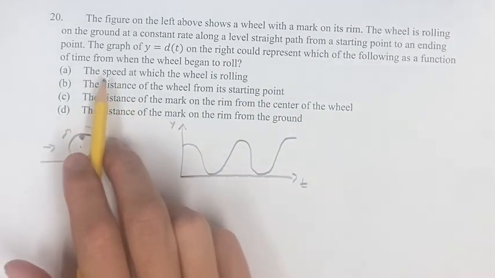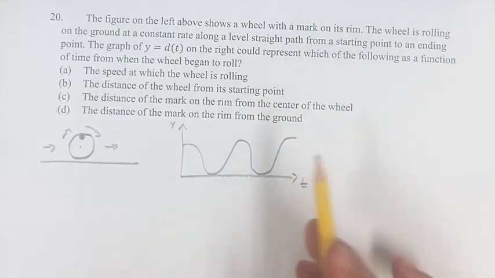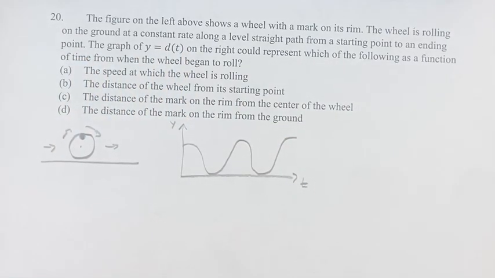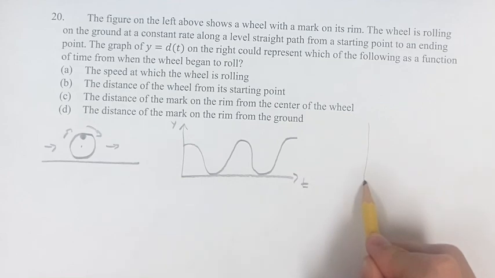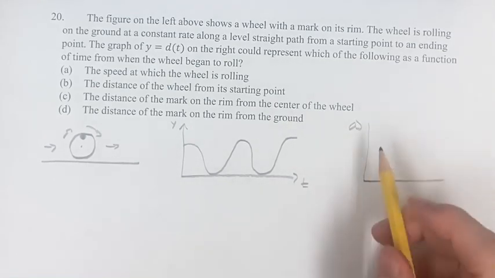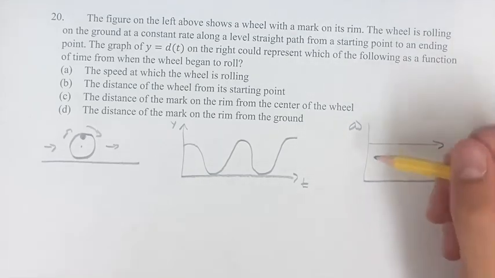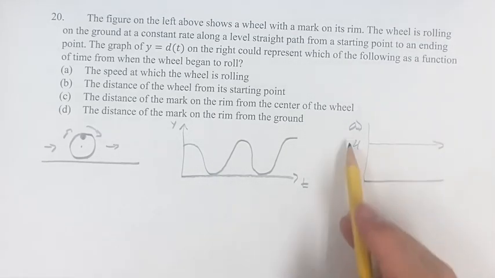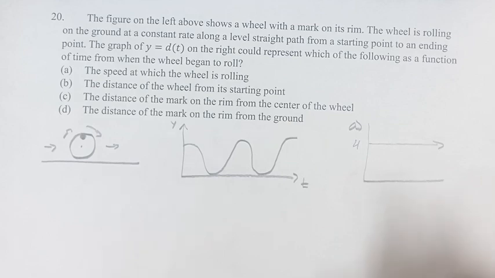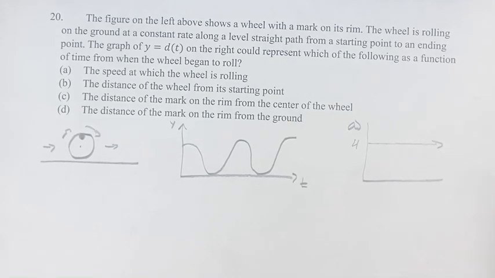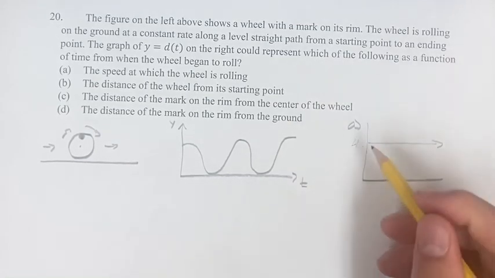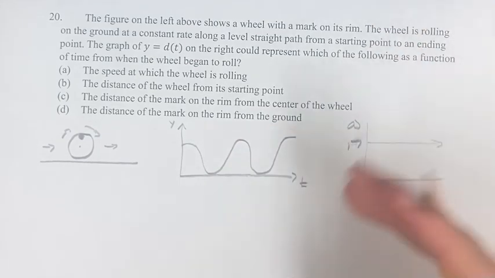So the speed at which the wheel is rolling. Well, we're told it's rolling at a constant rate. So the graph of it for A is just going to be a horizontal line, right? Let's say it's going at 4 meters per second. It's going to be a horizontal line at y is equal to 4. And it doesn't matter what your actual speed is. This could be 3, 10, 17, whatever. It's just going to be a horizontal line.